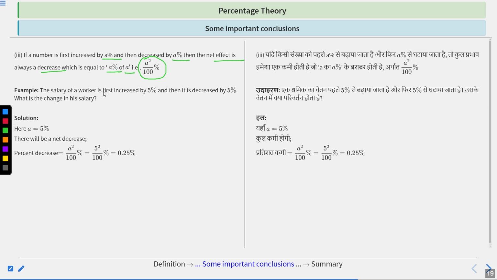The salary of a worker is first increased by 5%, then decreased by 5%. What is the percentage change in salary? Now, here a is 5. There will be a net decrease. We know that when the same percentage increase and the same percentage decrease happen after that, there will always be a decrease in the net result. So the percentage decrease will be a square upon 100, which is 5 square upon 100, which is 0.25%. Okay.